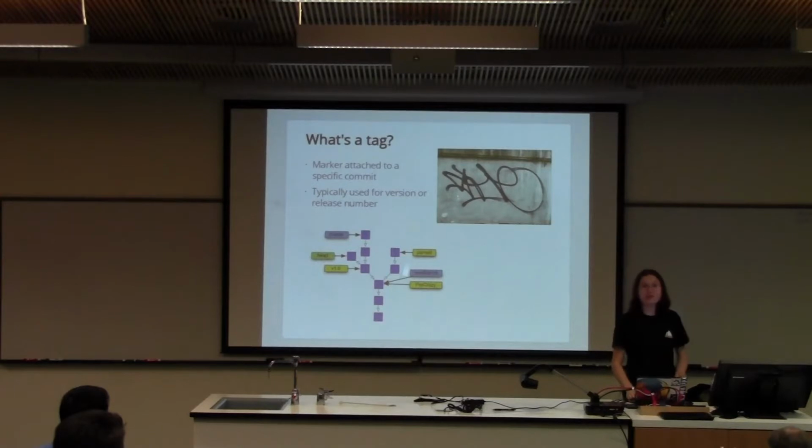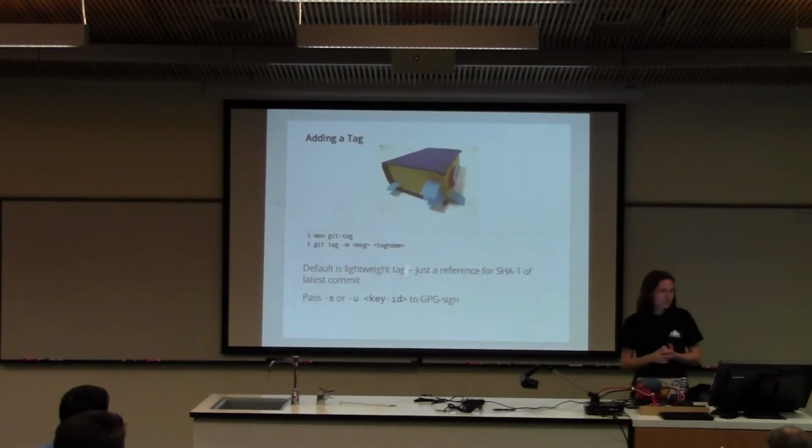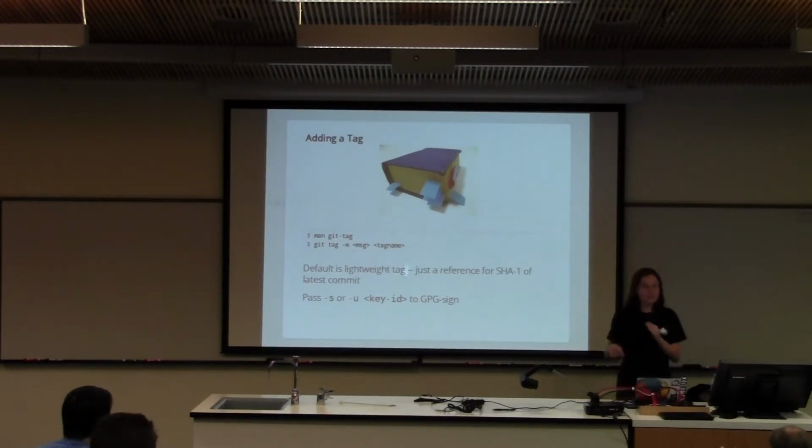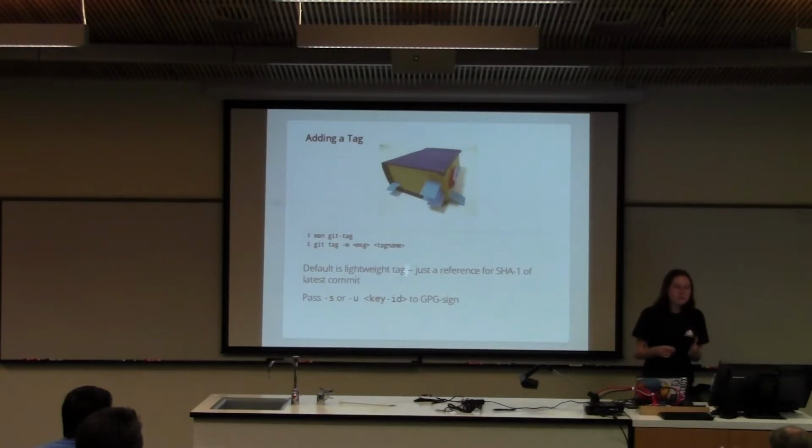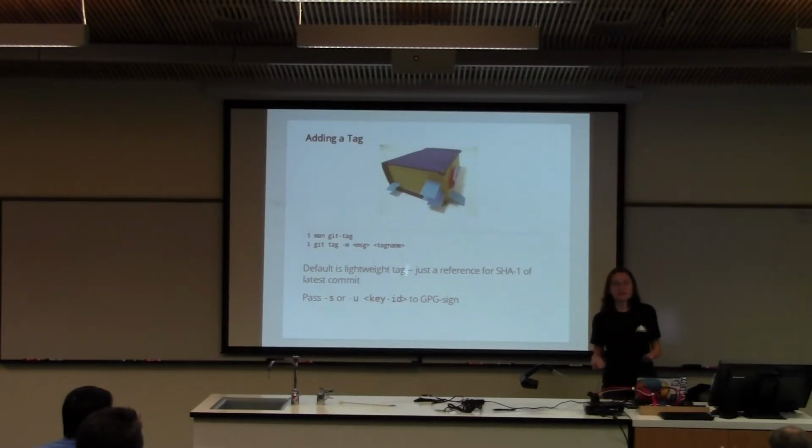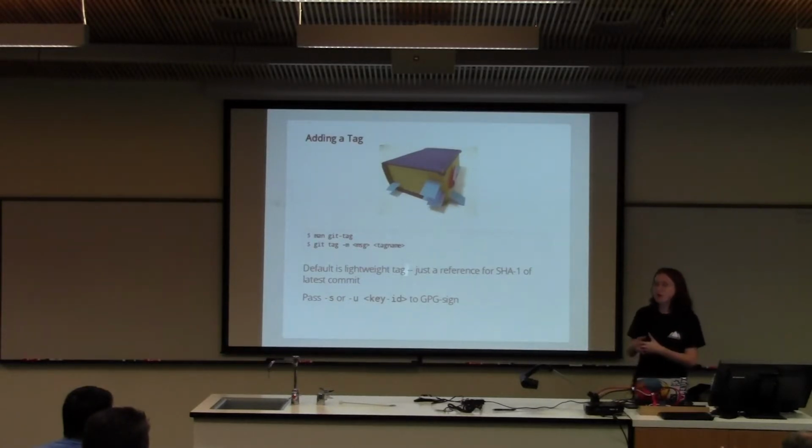So to add a tag to your repository, just to remind you, hey, here's where things were at that point in time, you can just use git tag, give it a message, and then give it a name. It defaults to being a tag that just points at the hash of the commit that you're tagging. You can GPG sign tags if you want that extra guarantee of, yeah, I promise that this version works a given way, or what have you.